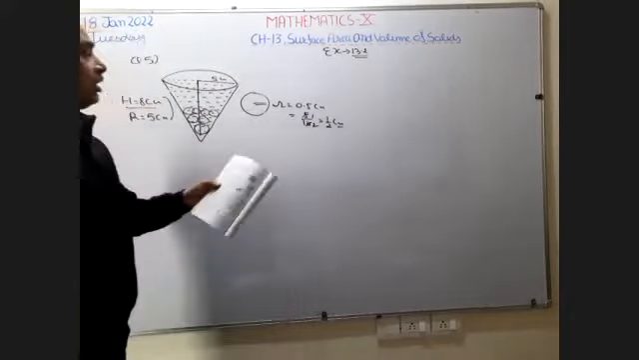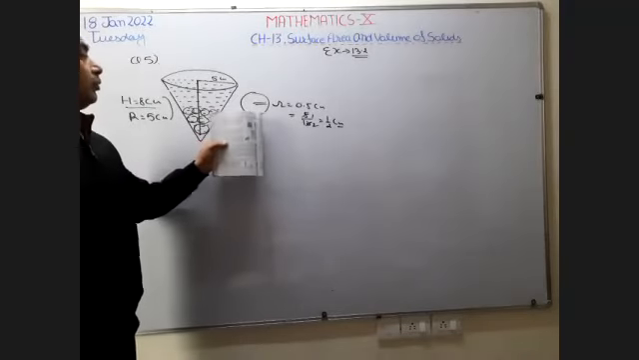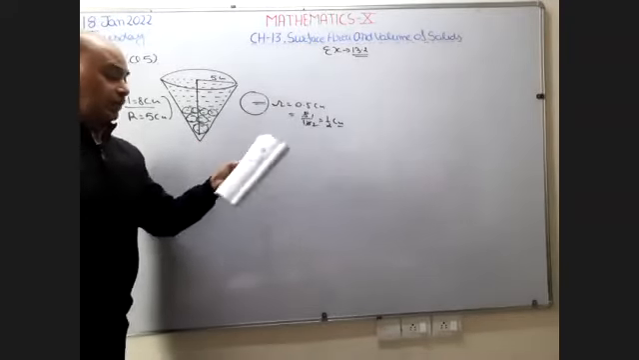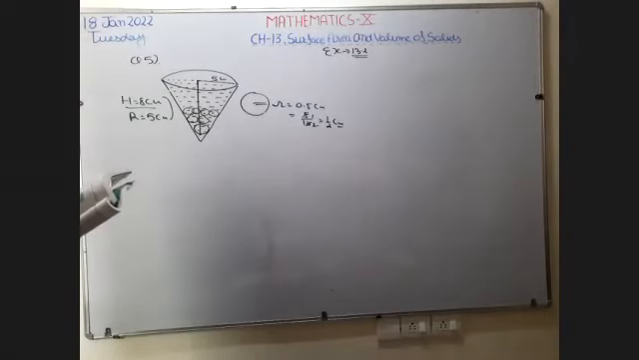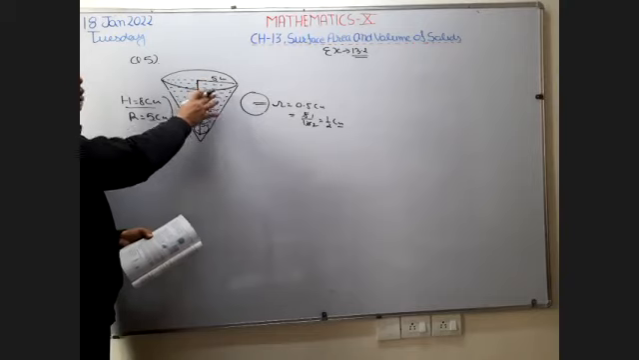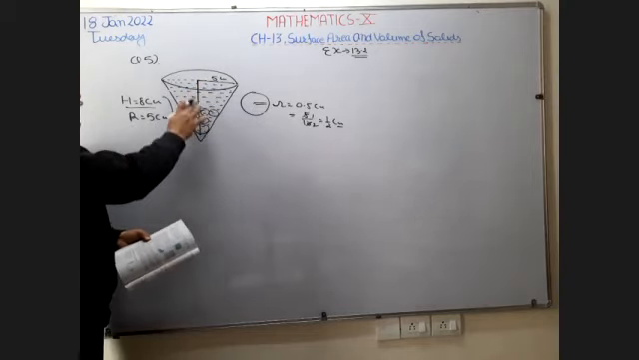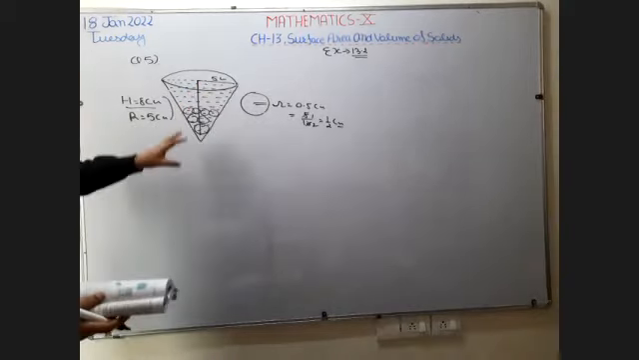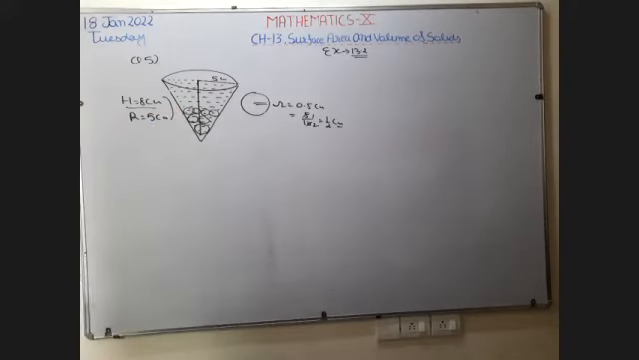The radius of this spherical lead shot is given as 1/2 centimeter. Now, what is given in this question? When we drop this lead shot in the conical vessel, 1/4 of the water is going to flow out from the vessel.